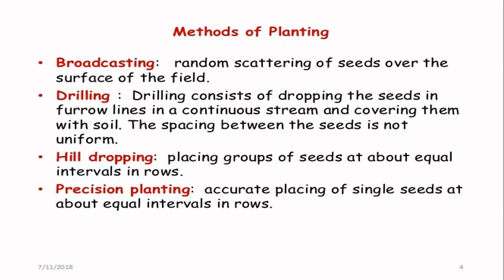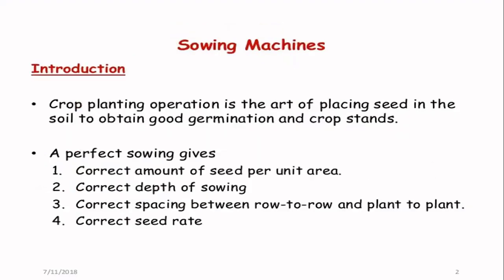That's why nowadays paddy also has transplanting, hill dropping, and precision planting. The last word is precision: accurately placing a single seed at about equal intervals in a row. Precision planting, for example in maize, is near 50 or 100 centimeters apart, because maize leaves are very big. So precision planting is needed for big plants.